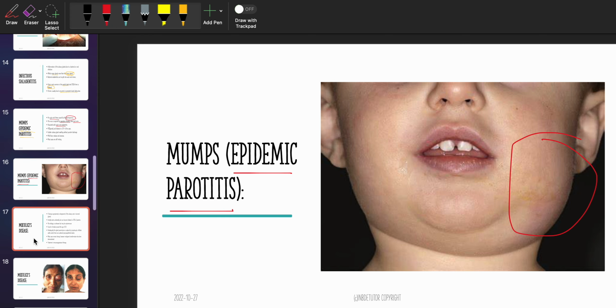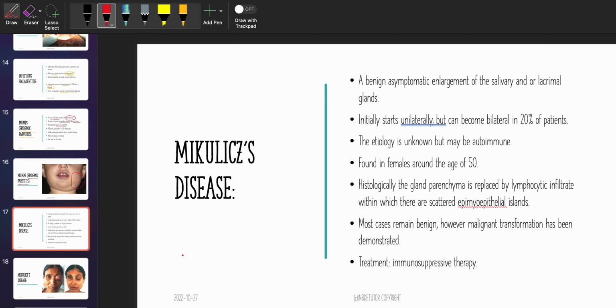Now, the next slide that we're going to talk about today is Mikulicz disease. What is Mikulicz disease? Most students have studied most of the salivary gland topics before I start teaching them, but there are some topics they haven't covered, something like Mikulicz disease. It is an important topic. It is a benign asymptomatic enlargement of either the salivary or the lacrimal glands.